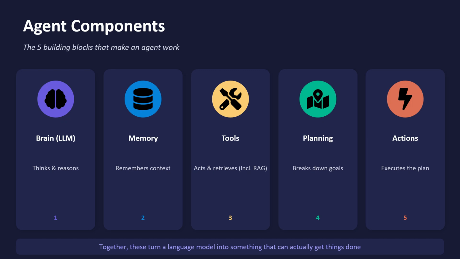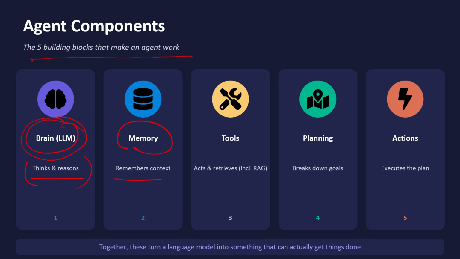Now, what are the agent components? There are five building blocks that make an agent work. The very first is the brain, the LLM. We have covered LLMs in detail. LLMs are large language models, like ChatGPT, Claude, and Gemini. These are the brain in terms of agents. When you are working on an AI agent, the LLM works as a brain which thinks and reasons.